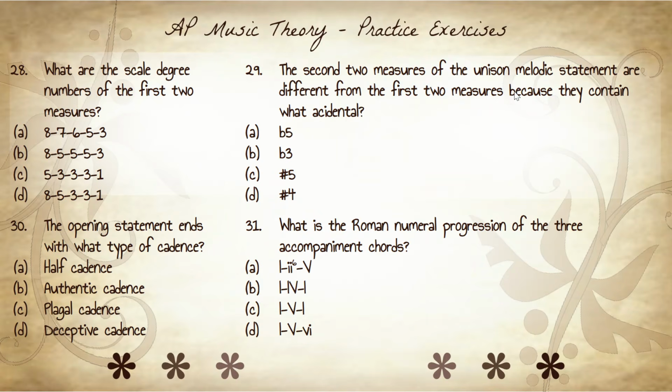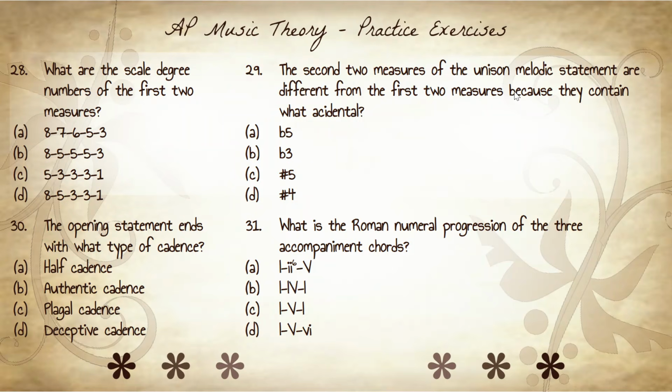Question 29. The second 2 measures, measure 3 and 4, of the unison melodic statement are different from the first 2 measures because they contain what accidental? Is it A, a flattened 5th, B, a flattened 3rd, C, a raised 5th, or D, a raised 4th? It does say here that the flattened 5th and the raised 4th are enharmonic and sound alike. The raised 4th scale degree implies leading to the 5.